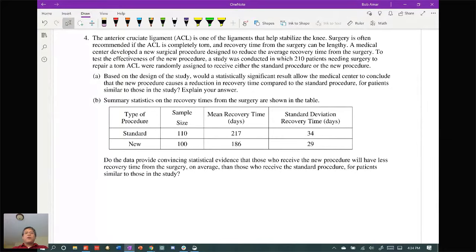To test the effectiveness, a study was conducted in which 210 patients needing surgery were randomly assigned, magic words, randomly assigned, to receive either the standard procedure or the new procedure. So for part A, based on the design of the study, would a statistically significant result, meaning that what we observe in the study is an effect that would be very improbable if the null hypothesis were true, allow the medical center to conclude that the new procedure causes a recovery time?